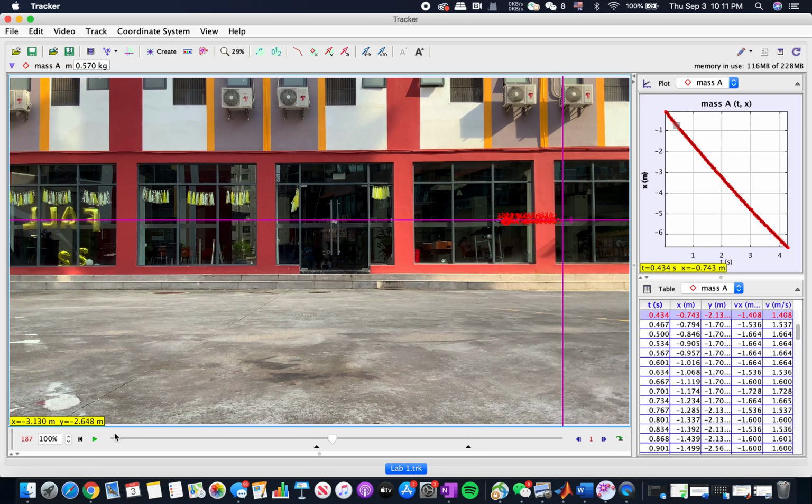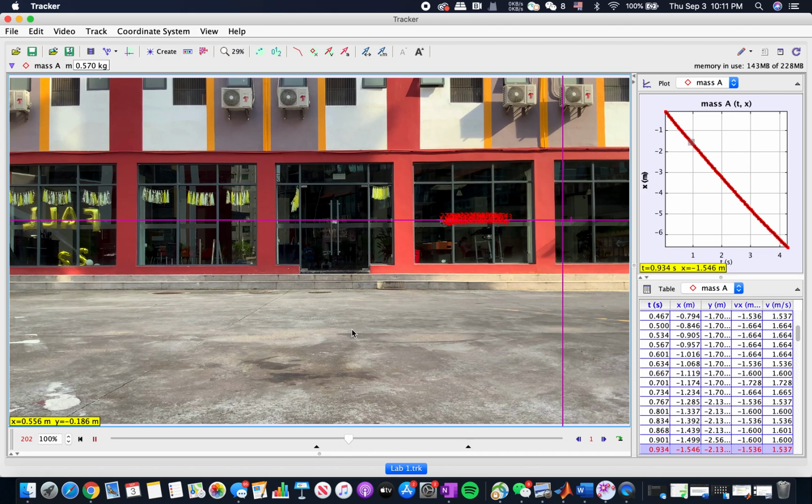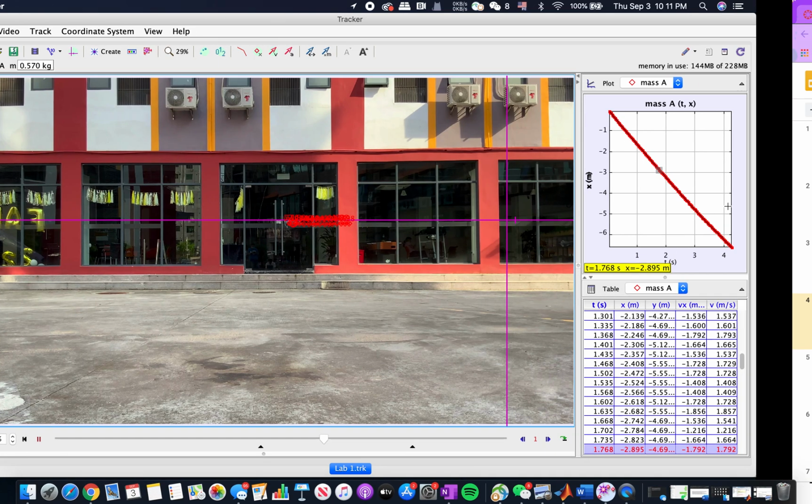That's in Tracker, and you can see that's the coordinate axes and that's the origin. Since the drone is flying to the left, all the velocity and position are negative. And then I marked the average position of the drone at each frame. Then it generates a graph like that.